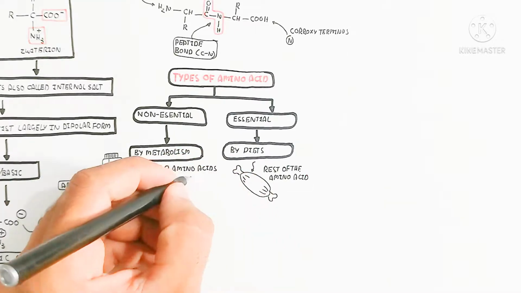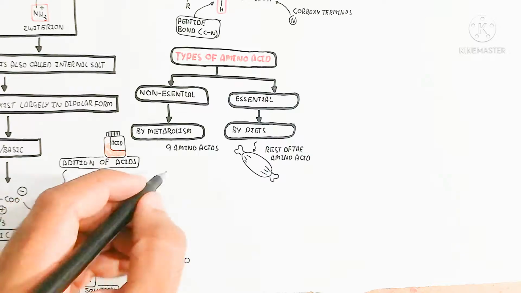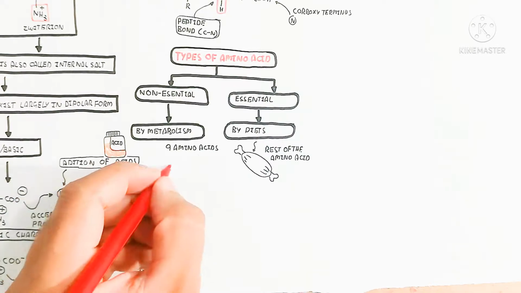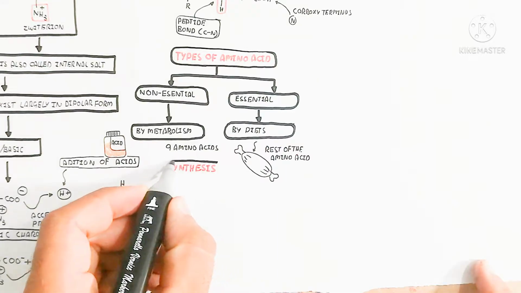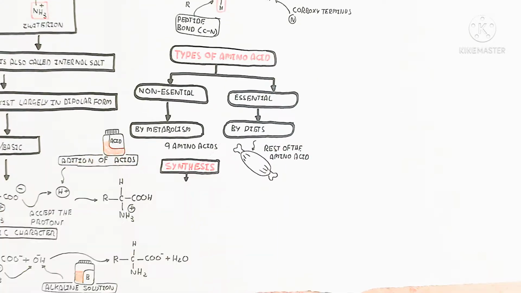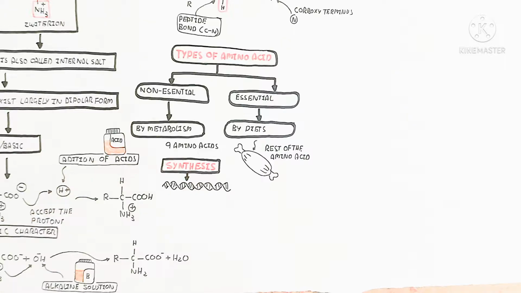Then there is the synthesis of peptides in our body through DNA. The DNA contains genes, and a specific gene produces a specific sequence of the polypeptide.